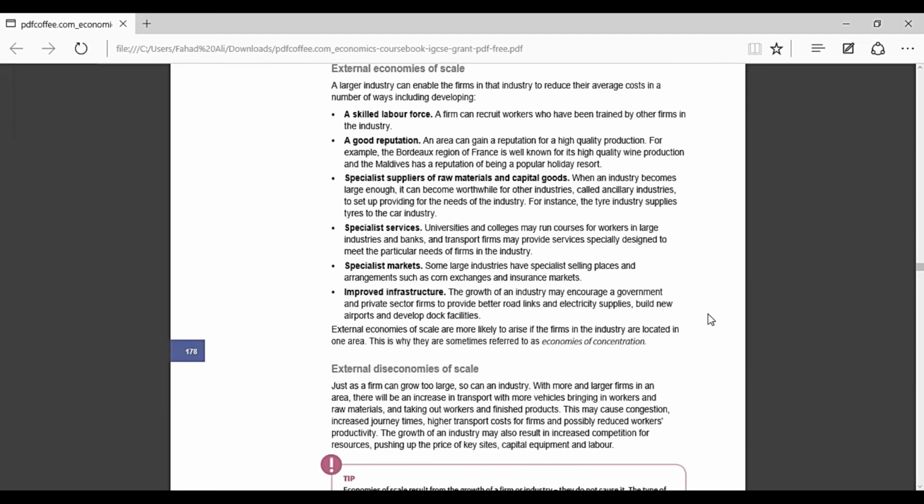Specialist suppliers of raw materials and capital goods. When you are entering an industry, you might get some specialist suppliers. If you go to the Korangi industrial area of Karachi and locate yourself there, there are a lot of companies which are specialists in many things. So you get specialist services from them near your business, near your company. Because of that, the transportation charges decrease, and again you get the best services in your area.